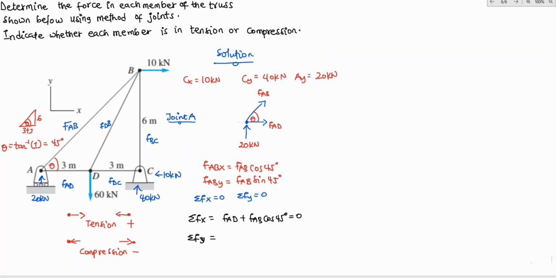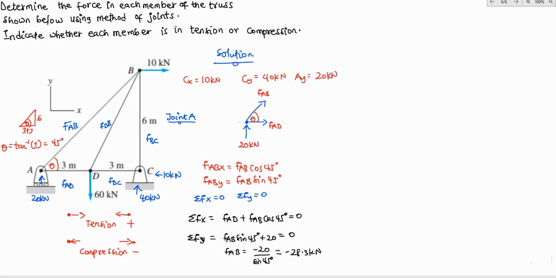For that one also, we're going to have the y component of FAB, which will be FAB sine of 45 degrees, plus the 20 kilonewton, and then this should be equal to what? 0. So at the end, you're going to have FAB equal to minus 20 divided by the sine of 45 degrees. So let's see what you're going to get for FAB. Minus 20 divided by sine of 45 will give us a value of minus 28.3 kilonewton.